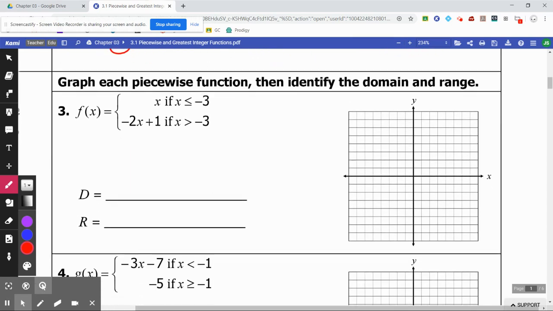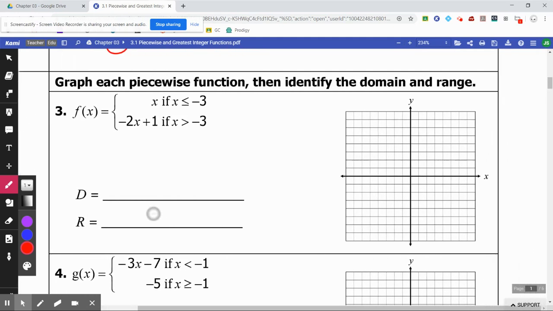Okay, well, number 3, we're going to start graphing piecewise functions. So the graphs, we can actually do t-tables for these. However, notice something about your t-tables.